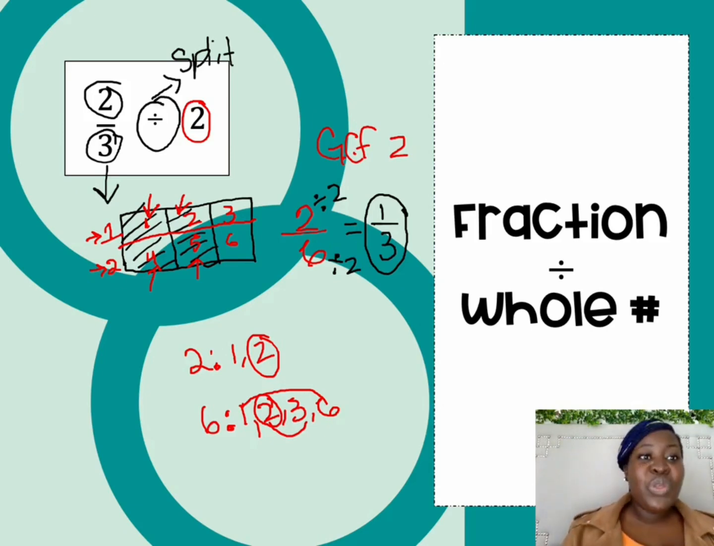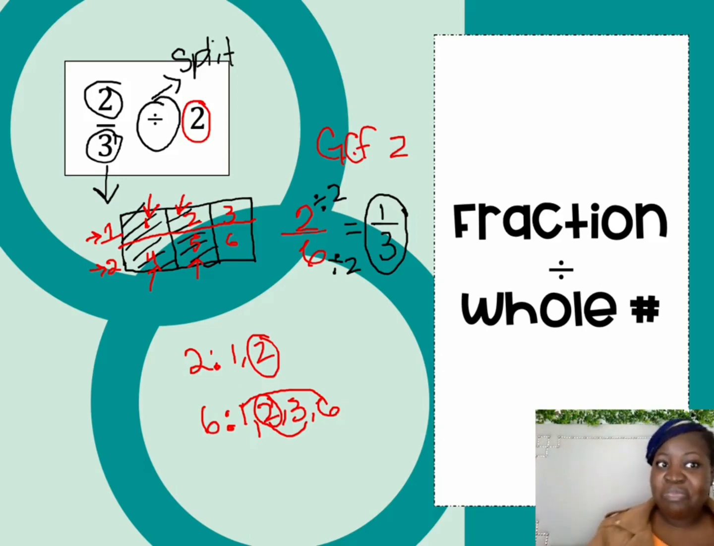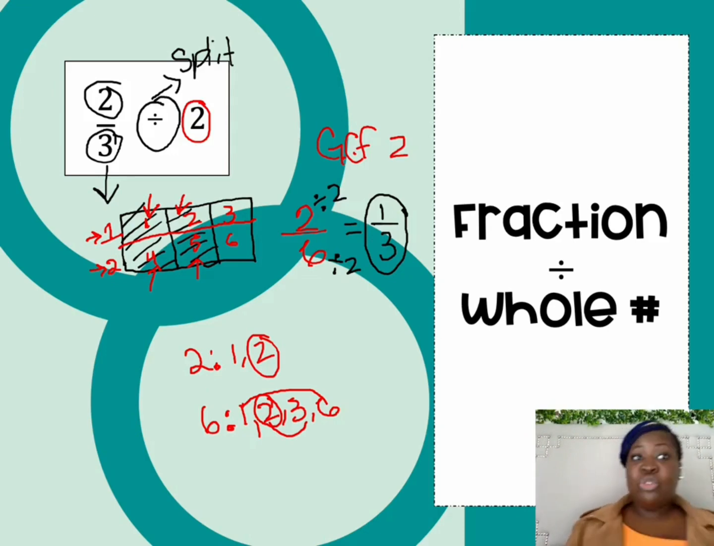So, 2/3, how can I share that between two people? You are going to either do a bar model or you can do another strategy. 2/3 divided by 2 is equal to either 2/6 or one third. And you can see that each person is going to get one third of a piece.